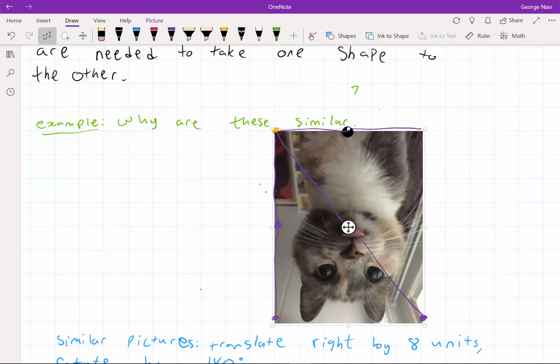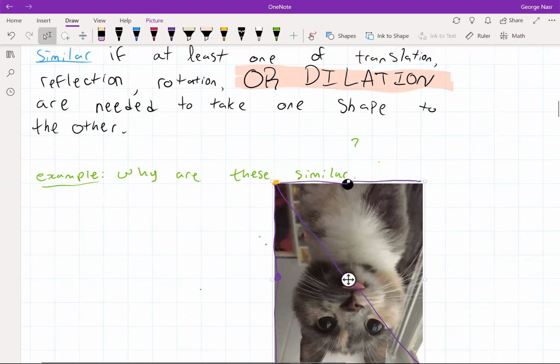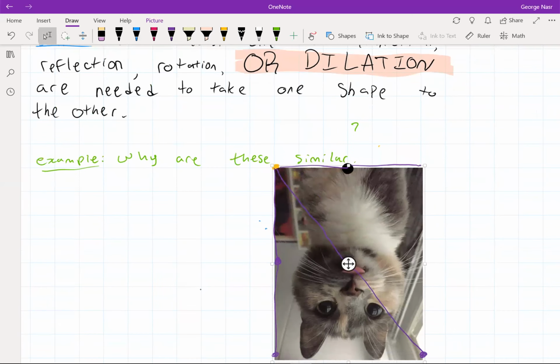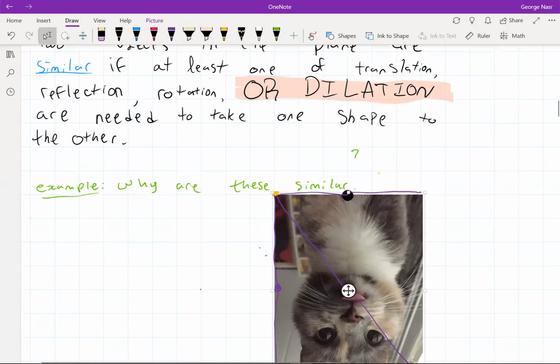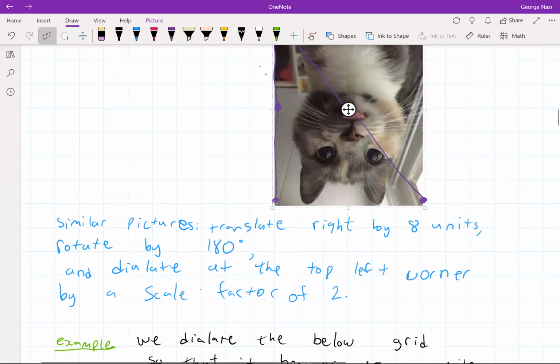So the point is that the two pictures I have are similar because I can use some combination of translations, reflections, rotations, and dilations. So dilations are this fourth transformation we need to show any two objects are similar, but that doesn't mean we don't still need translations, reflections, and rotations. So here I've just written down what we've done. We translated right by so many units, we rotated by 180, and then we dilated from the top left corner by a scale factor of 2.